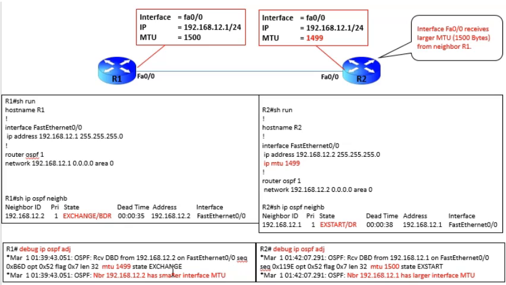The R1 debug shows that it is receiving a smaller MTU from its neighbor R2, while the R2 debug shows it is receiving the larger MTU from its neighbor R1. In this case, R2 will drop the OSPF packet received from R1 and will be stuck in the EXSTART state, since it cannot accept an OSPF packet with a size larger than its interface. However, R1 accepts the OSPF packets, which are smaller than its OSPF interface MTU size, and moves on to the exchange state.